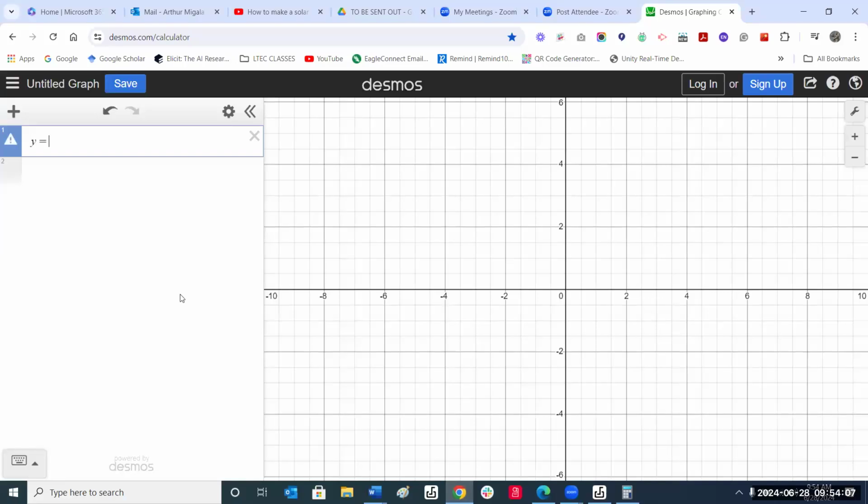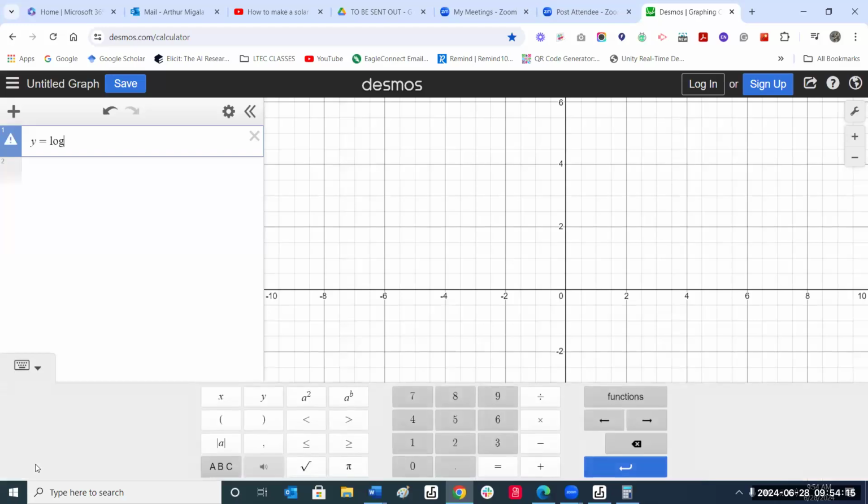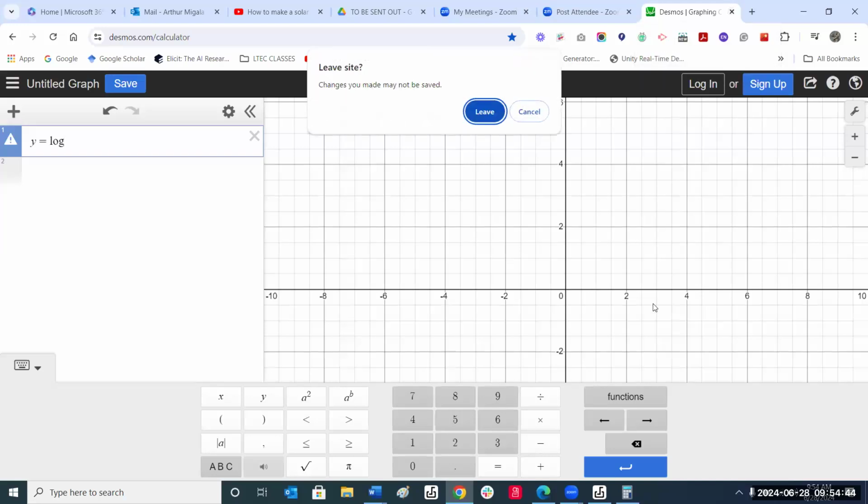y equals log. Is it gonna let me do a subscript? It won't let me do a subscript. Well, that's phooey. Oh well. Well, then we can use a calculator.